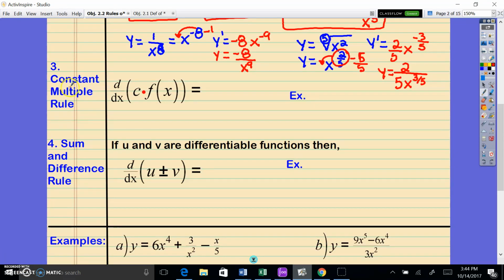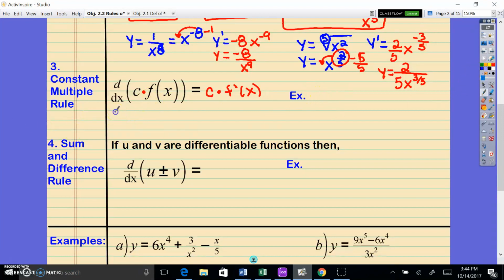Okay, so third rule is the constant multiple rule. And what that is going to say is, hey, if you have a constant, a number multiplied by a function, then how do you take the derivative? And that's very simple. You simply take that constant and you multiply it by whatever the derivative of the function would be. And so, of course, you want to see examples of that. Let me put them down here.